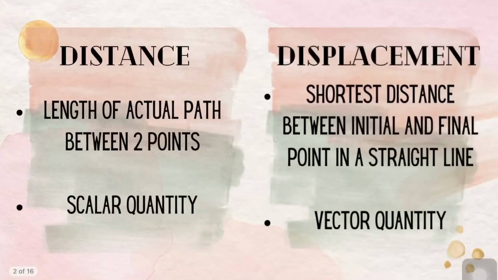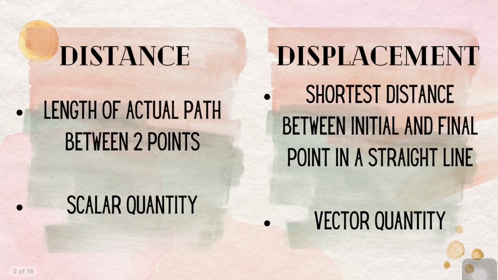The first thing, this video is mainly about the definitions of the things that you need to know for this chapter. For the first one, we have distance and displacement. Distance is the length of actual path between 2 points. However, displacement is the shortest distance between the initial and final point in a straight line.